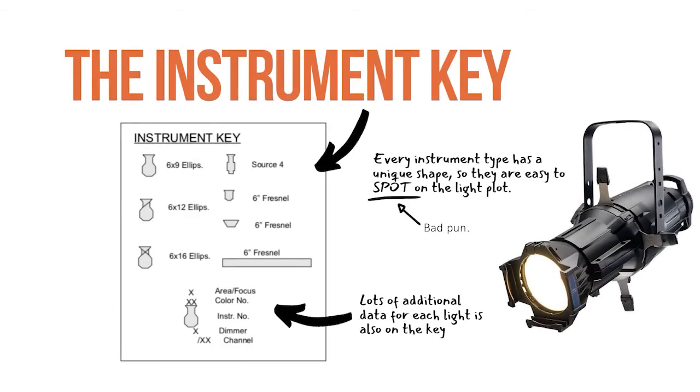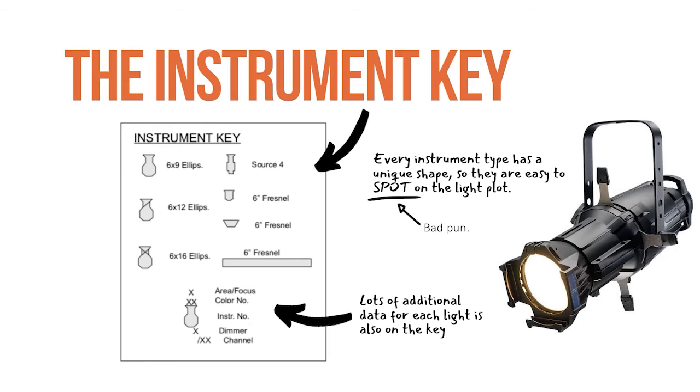Just like a map needs a key showing rivers and roads, a light plot also needs an instrument key so that the lighting crew knows which type of instrument is supposed to go in each spot. Based on previous lessons, you should recognize some of the lights on this example. An instrument key will also have a spot to point out what all the numbers on each light mean.